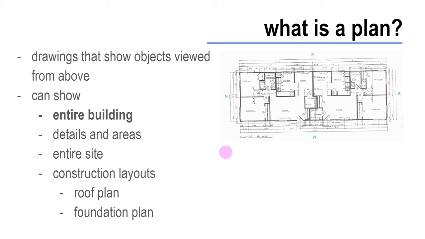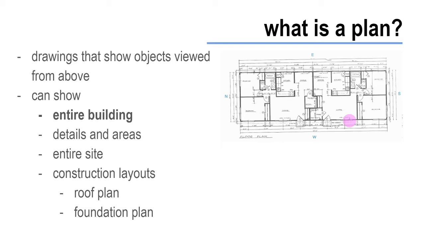But you can also have detailed plans, which may zoom in on a particular room or a particular area, and they'll just kind of be a large-scaled version of a floor plan. You'll see those sometimes with different kitchen areas to kind of help show what the layout of the kitchen is.